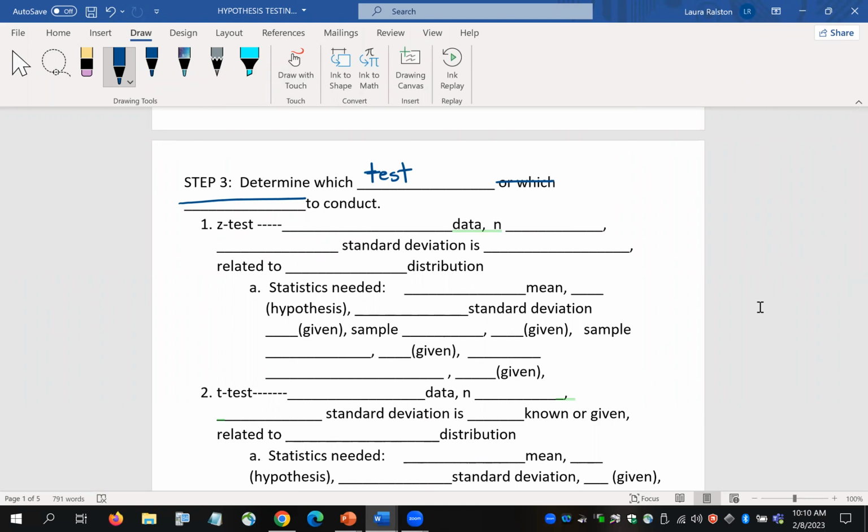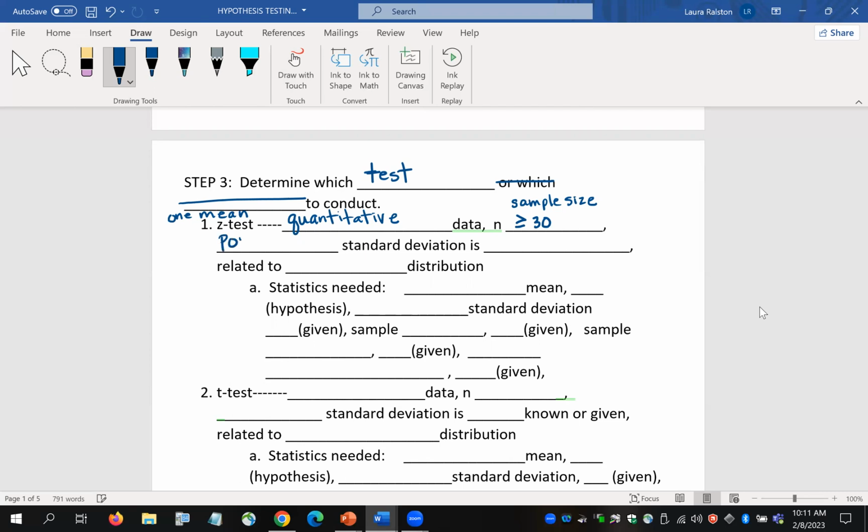For the Z test, and specifically it is a 1 mean Z test, you have quantitative data. Remember, quantitative data is numbers. N, which is your sample size, is greater than or equal to 30. Okay, remember that's your sample size. So N, the sample size, is greater than or equal to 30.